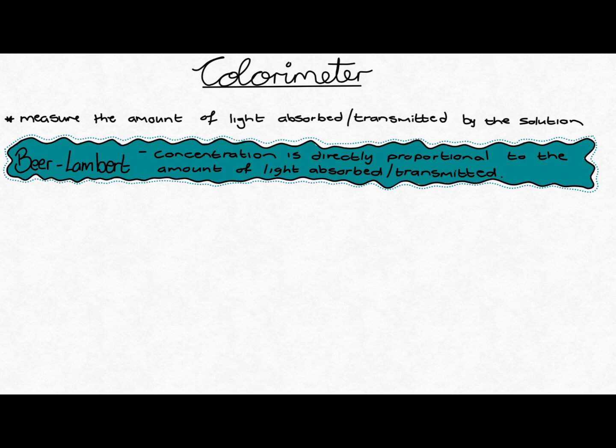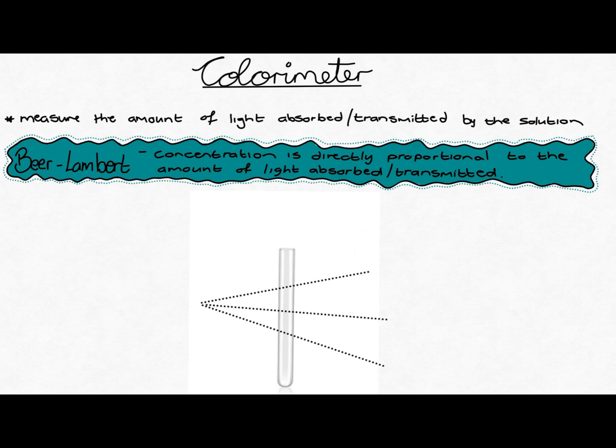This means that the concentration will increase as absorbance increases or as transmittance increases. Let's take a clear test tube as an example. So when I pass light through this test tube, all the light will move through the test tube and none will be absorbed, meaning that it will be 100% transmittance and a 0% absorbance.